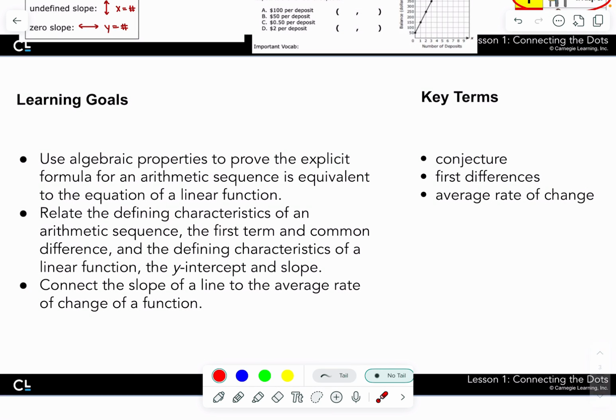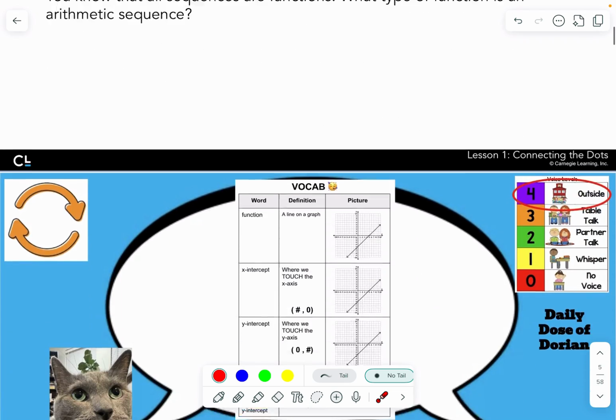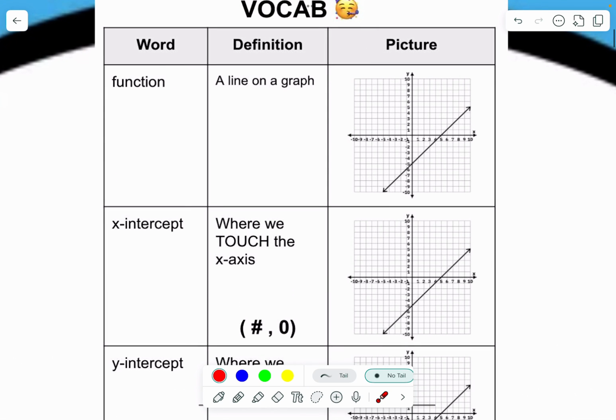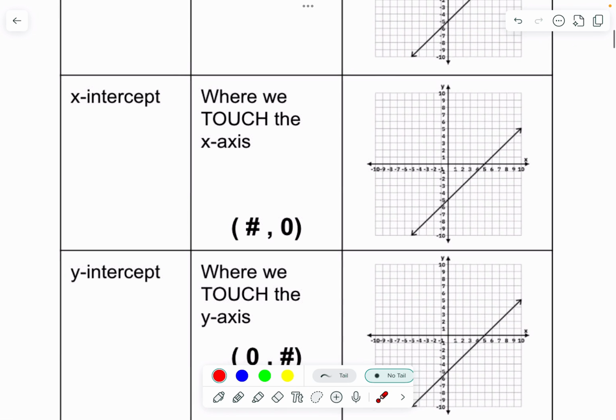The learning goal for today is use algebraic properties to provide the explicit formula for arithmetics. No, this is not it. Just kidding. We're going to be working on x-intercepts and y-intercepts. So a function is either a line or linear. It's a function on a graph. So x-intercept is on the x-axis, okay? And x-intercept is always going to be your x value, and then 0. 0 always in the second spot.